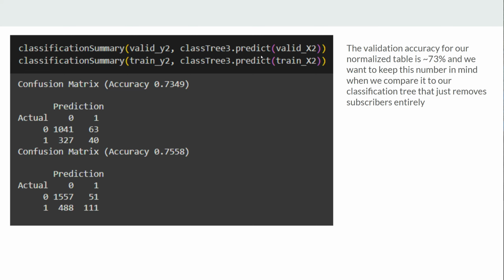This is our validation accuracy, which you can see is a lot less than our original model, but it allows us to look at some aspects of our model that we didn't see before.